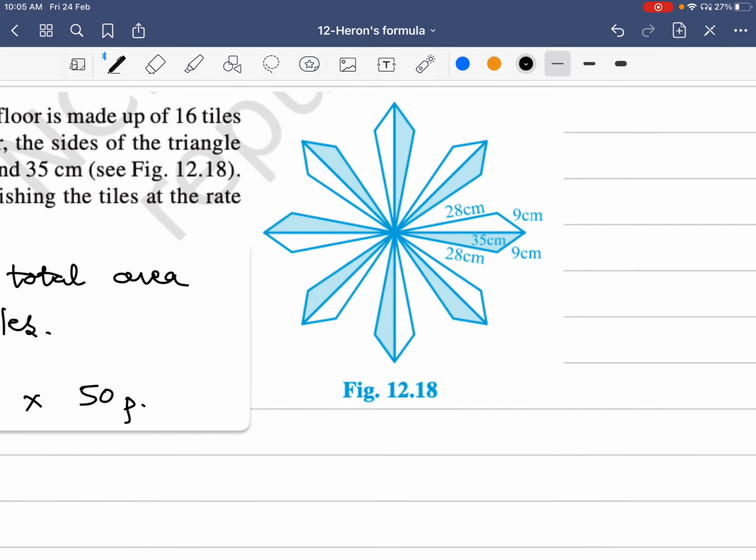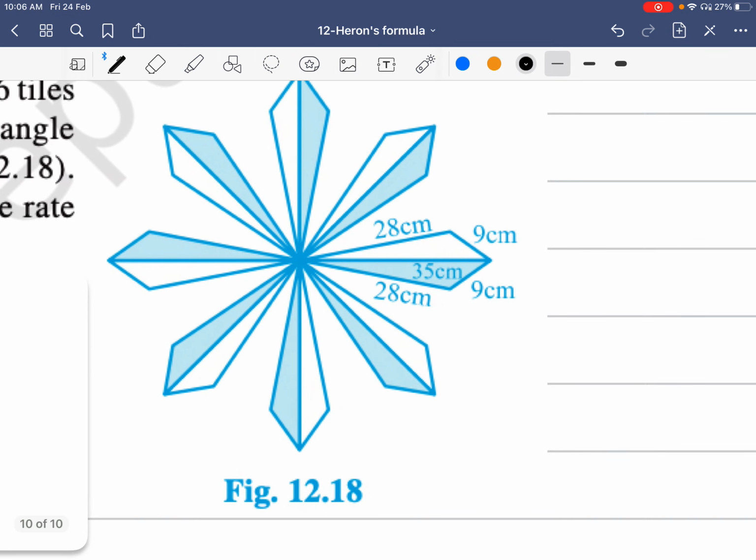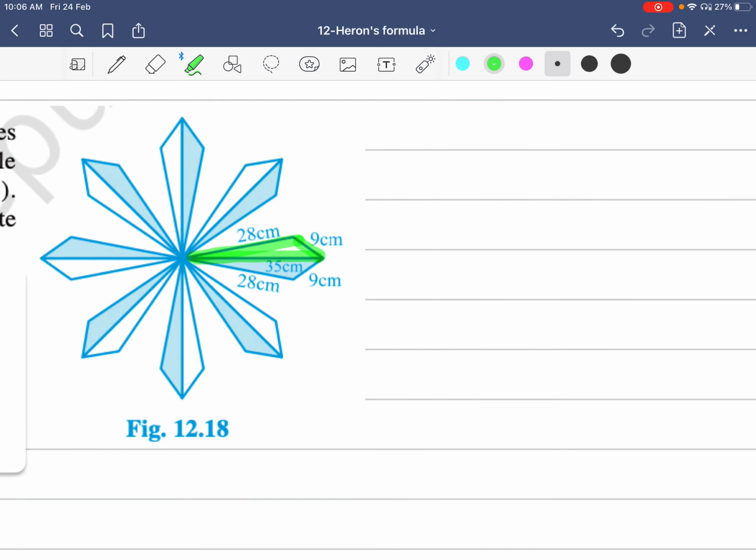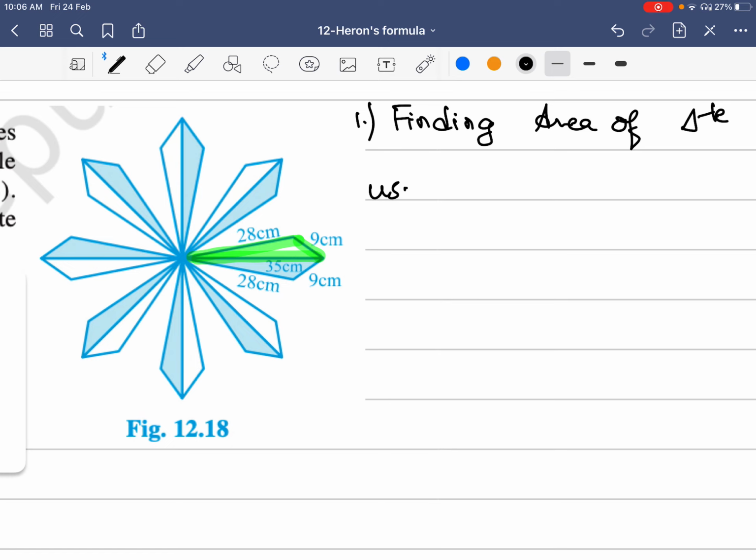Now how do we find the area? Since these tiles are triangular in shape, as you can very clearly see, and we are given the sides of these triangles, the way we find the area of the triangle is by using Heron's formula. Quite simple and straightforward. So let us begin. So step 1 in Heron's formula is finding the area of a triangle using Heron's formula. That's the very simple and straightforward application of Heron's formula.